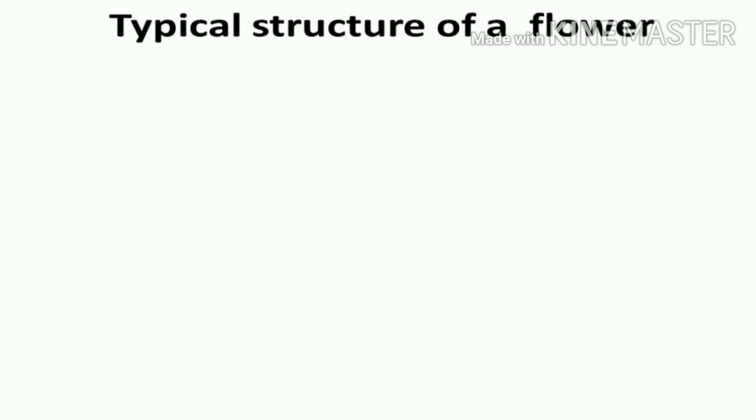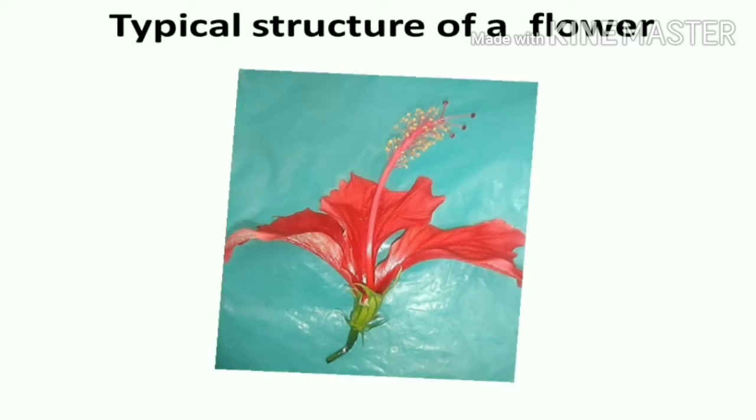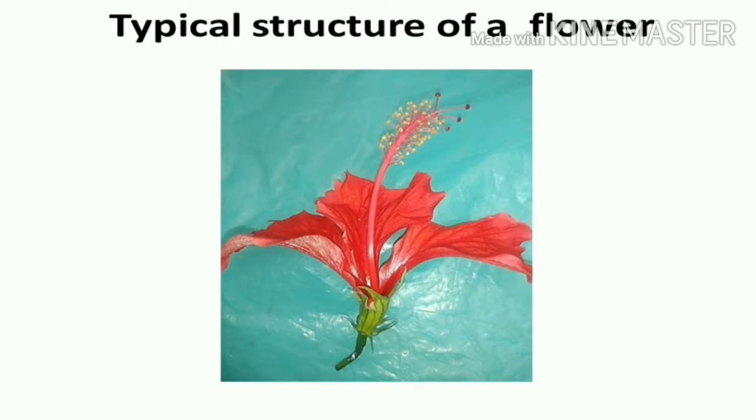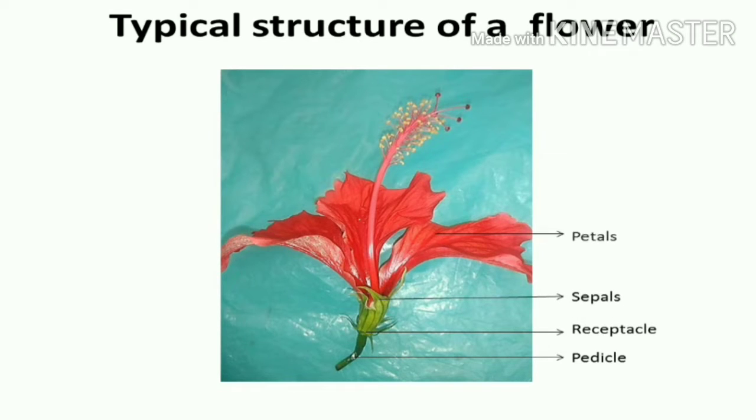Typical structure of a flower. A typical flower consists of different parts such as pedicel, receptacle, sepals, petals, female sex organ, pistil or carpel, and male sex organ, stamen.